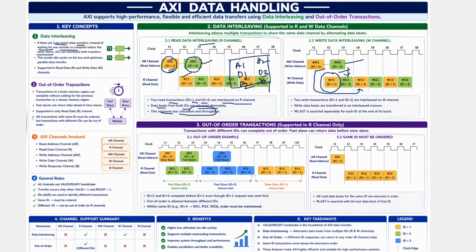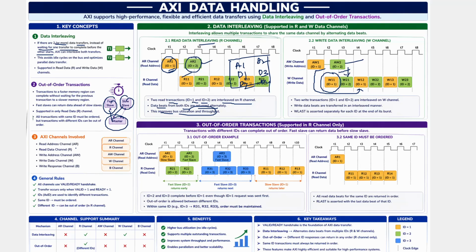Now out of order transactions. See here, a fast slave is there and a slow slave is there. The same master wants to communicate with the faster slave and the slower slave. Who gives the response first? The faster slave gives the response first, right? So out of order transactions happen depending on which master is communicating with which type of slave when multiple masters and multiple slaves are there. If it is communicating with the slower slave, the response comes late. If it is communicating with the faster slave, the response comes fast.